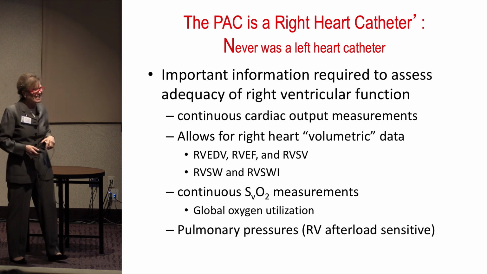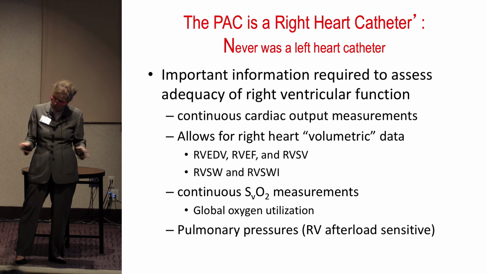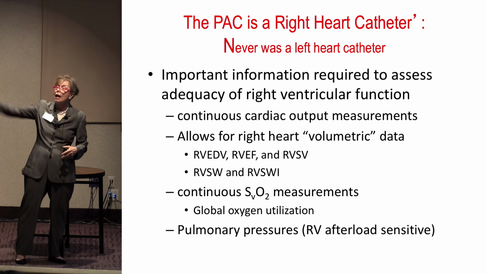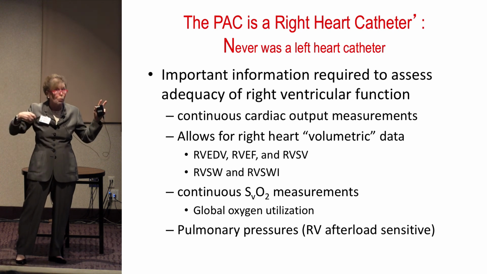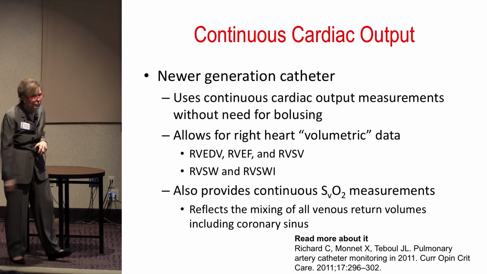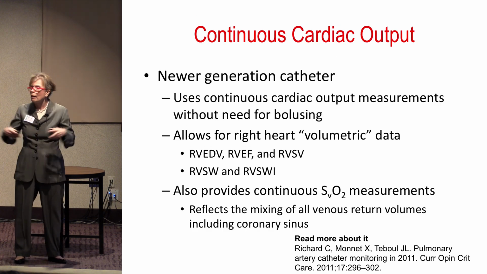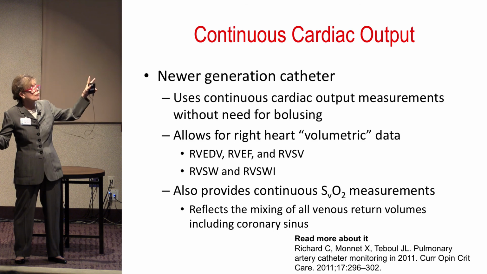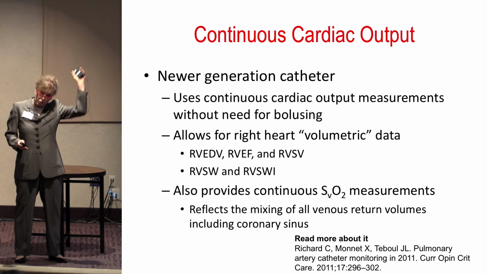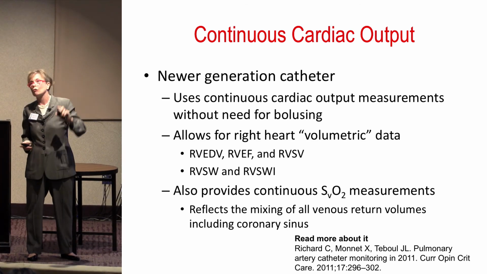And again, remember that continuous SvO2 tells us about the global use of oxygen, not just cerebral and upper extremity, which is what you're looking at with central venous oxygen. And then, of course, continuous cardiac output, which gives us information over time from the PA catheter. But remember, this is a cardiac output monitor, not a stroke volume monitor.